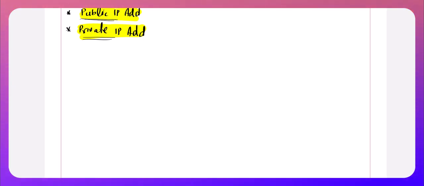Hello everyone, welcome back. In today's session, we will have a discussion about public IP address and private IP address. So first of all, we will try to understand what is a public IP address.